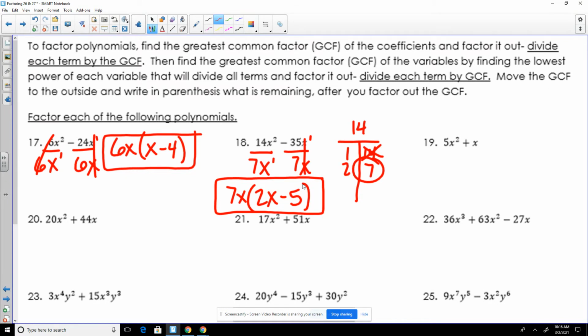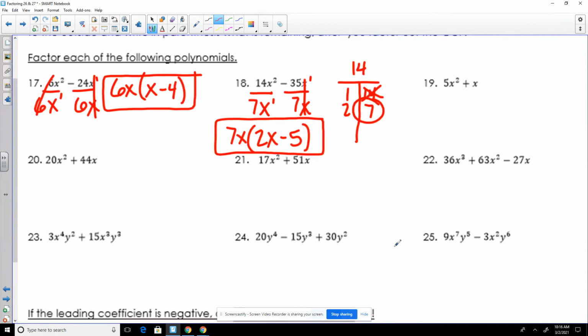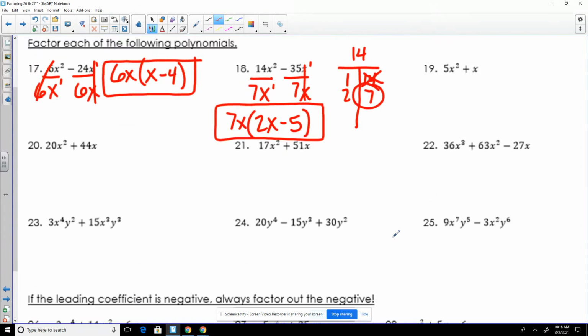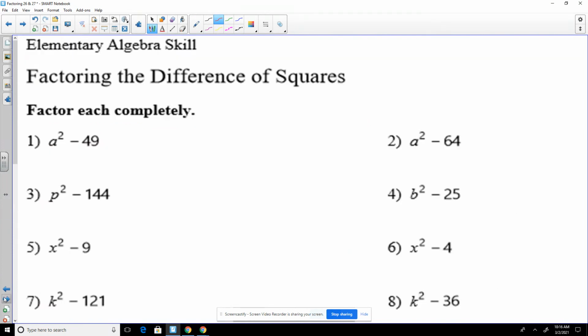Okay, so that is what GCF is. The rest of this worksheet, 19 through 28, can just simply be practice if you want to practice GCF. And then on the PDF copy, there are the answers that you can check your work with.